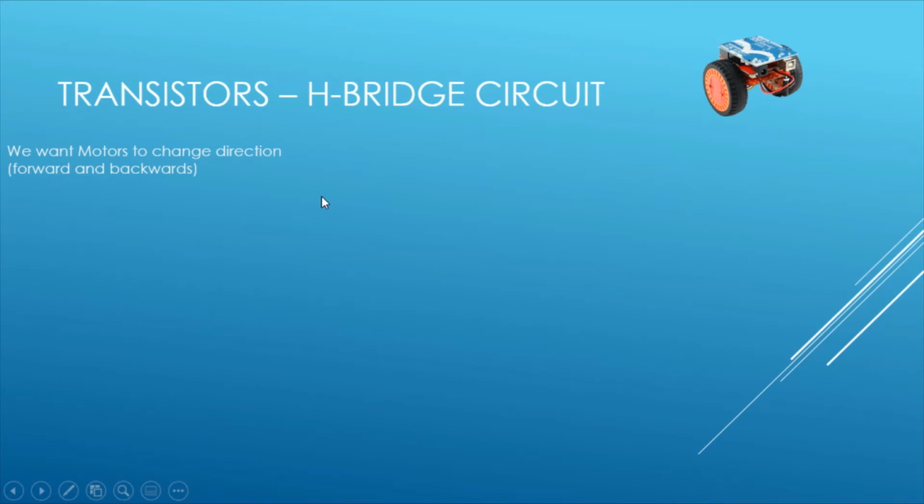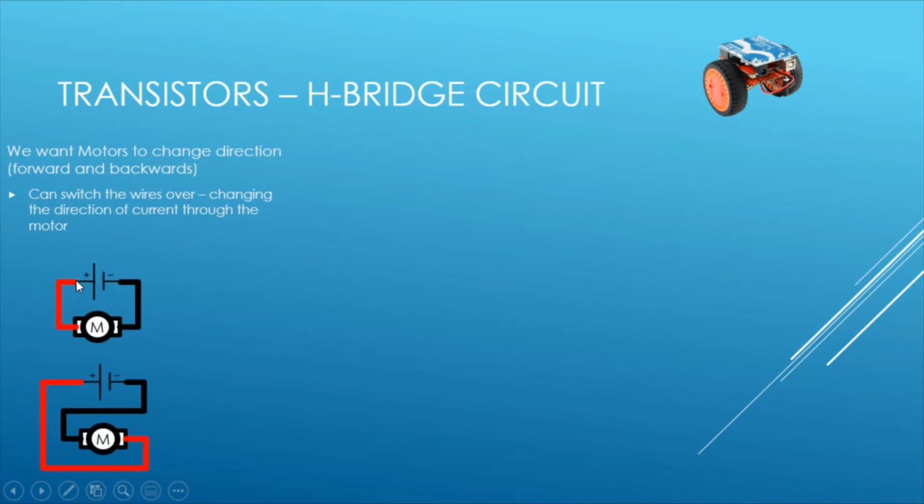Okay, very simply, we know from our knowledge of DC motors that we've looked at already, we can switch over the wires very, very simply. Here, if we have the positive side going to this side of the motor, we'll have it spin one way. And if we have the positive switched over to the other side of the motor, it'll spin the other way. Therefore, we have our forwards and our backwards, right? So all we need to do is disconnect the wires and switch them over.